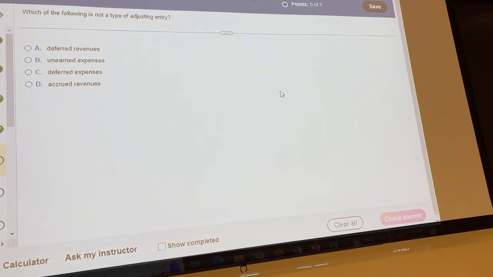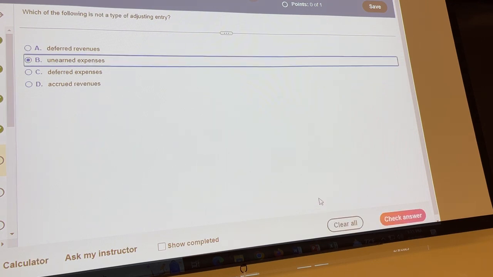Okay, which of the following is not a type of adjusting entry? B. Yeah, unearned expenses. There's no such thing. There's unearned revenue, but there's not unearned expenses.